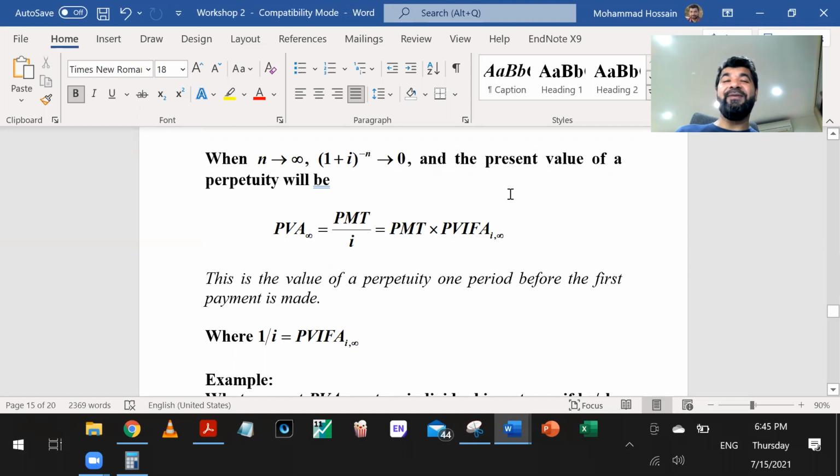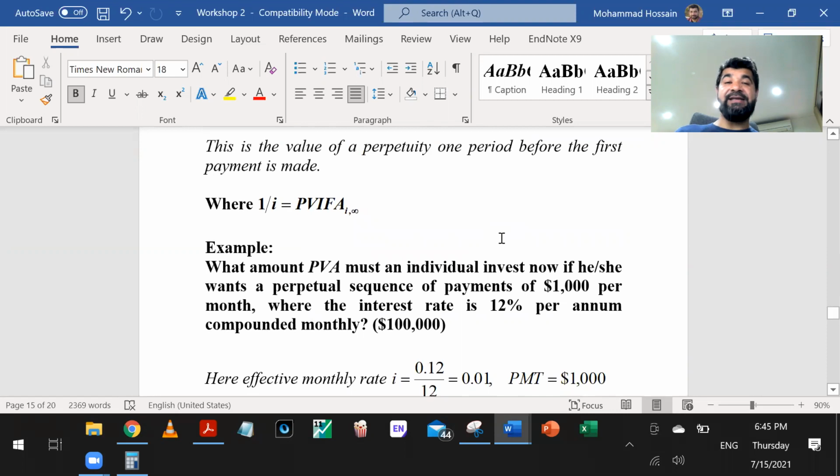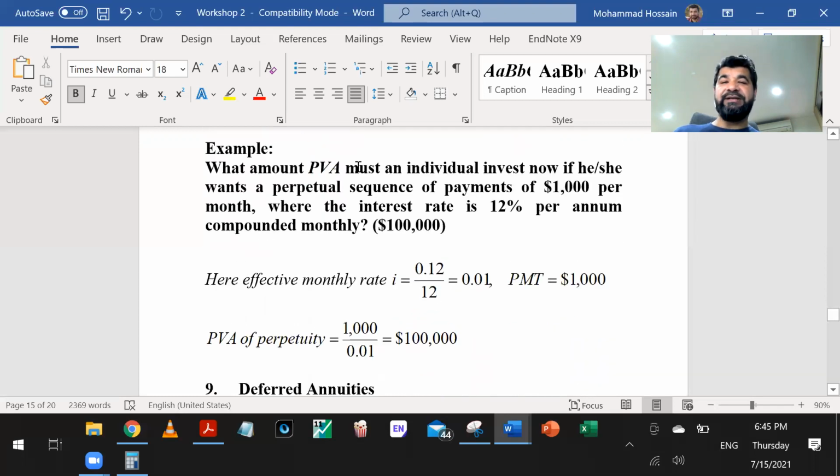And the present value of a perpetuity will be this. Okay. So payment into present value interest factor annuity is infinity. So now if this is the case, what do we do? This is the value of the perpetuity 1 period before the first payment is made. All right, let's have a look at one example. It will become easier for you.